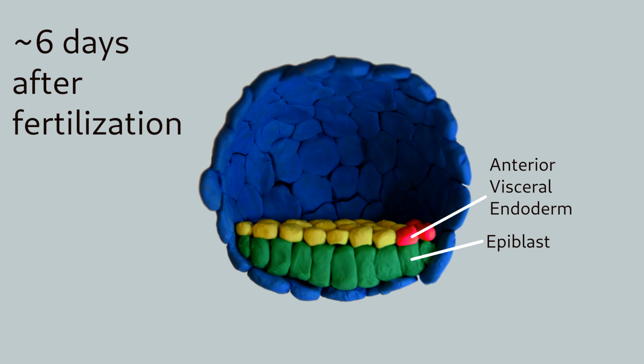Later, the AVE will initiate head induction by inhibiting bone morphogenetic protein 4, BMP4, signals through the antagonist Noggin, and inhibiting the WNT signal through the antagonist Dickkopf-1, DKK1, resulting in the primitive streak formation being restricted to the caudal end of the epiblast. The AVE also participates in the formation of the precordal plate.